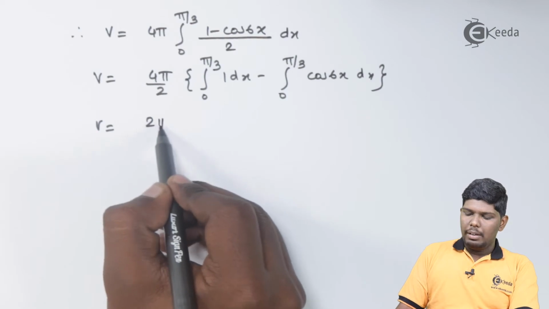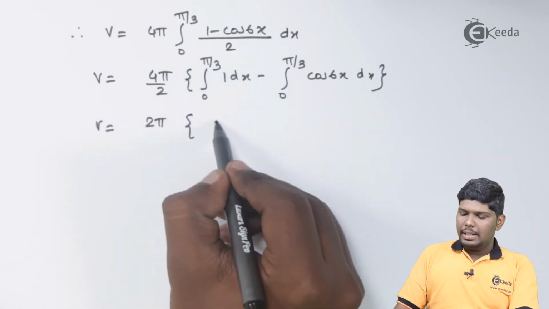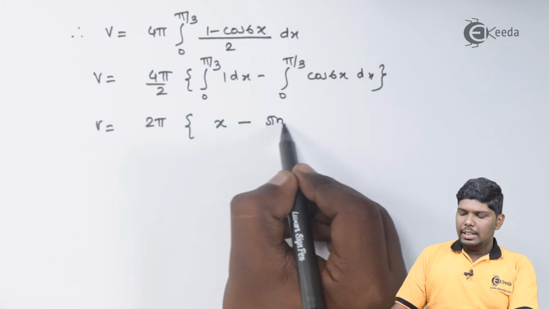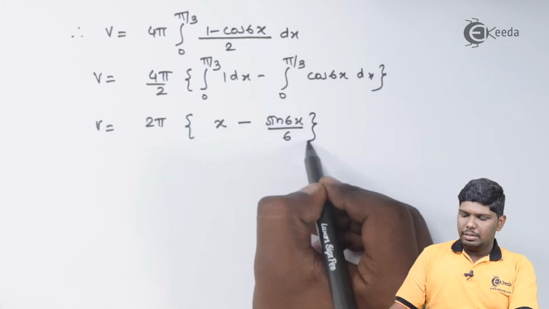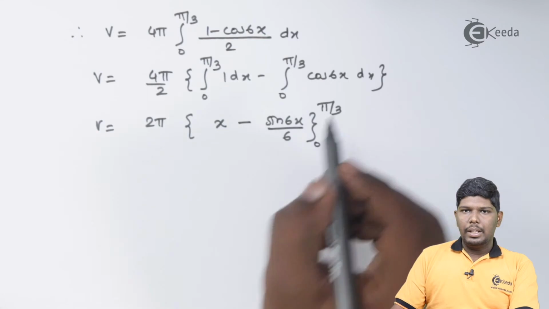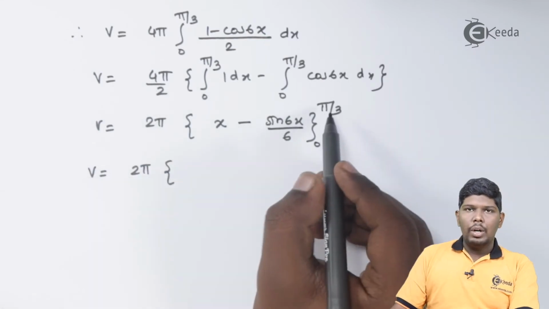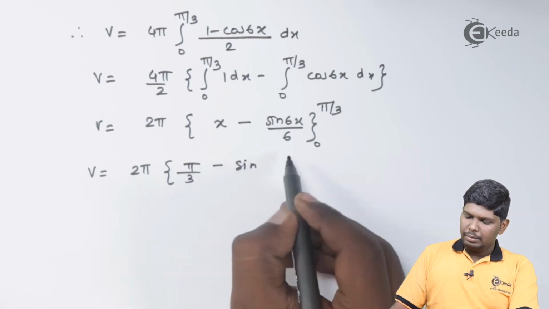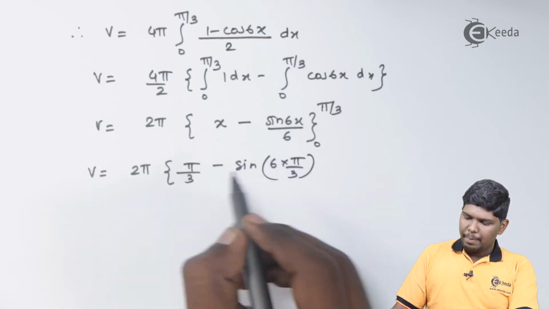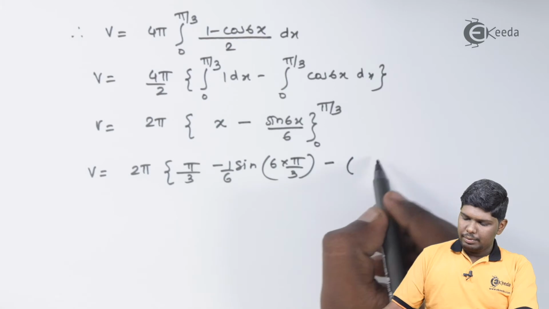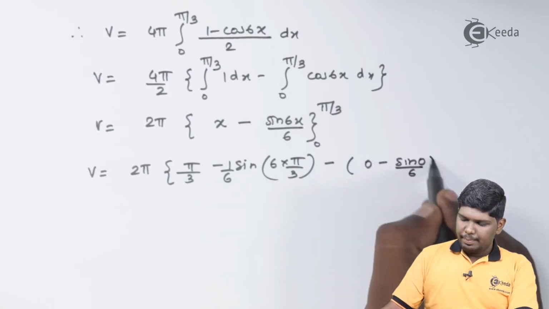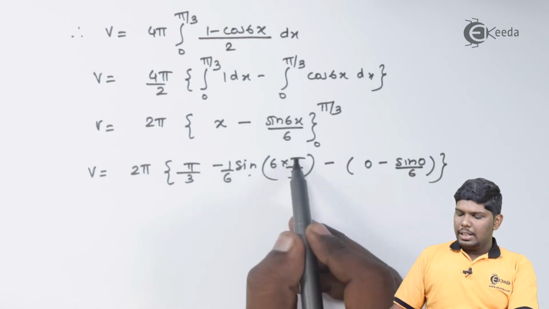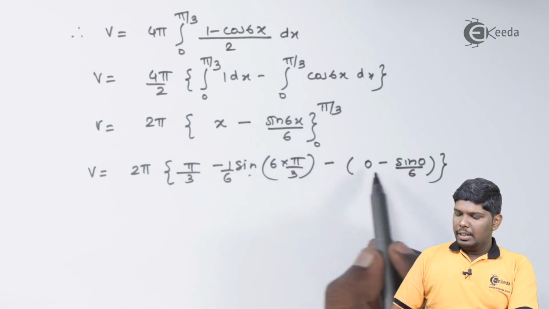This will give you 2 pi. Integral of 1 dx is x. Integral of cos 6x will be sin 6x upon 6 within limit 0 to pi by 3. Now let us substitute the upper and the lower limits. This will give you pi by 3 minus 1 by 6 sine 6 into pi by 3 minus 0 into sine 0 upon 6.